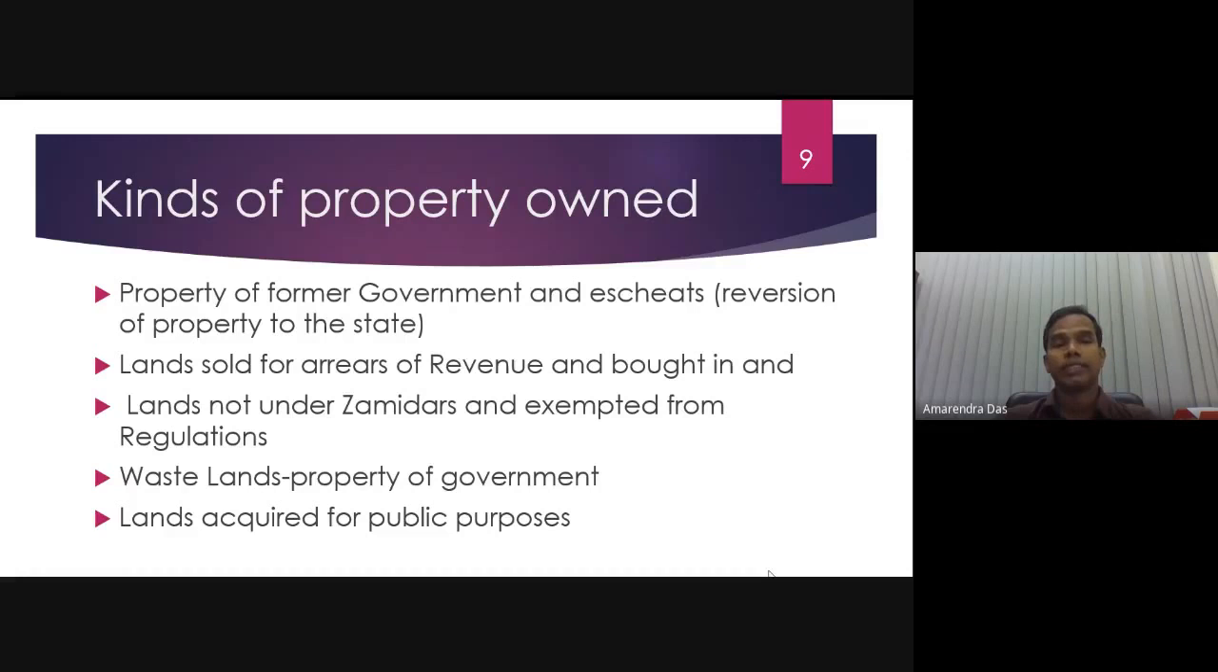So during the British period, the different types of land that existed were these: property of the former government, or land that has come back to the government; then land sold for arrears of revenue; then lands not under the zamindars and exempted from regulation; then wasteland; and then lands acquired for public purposes.